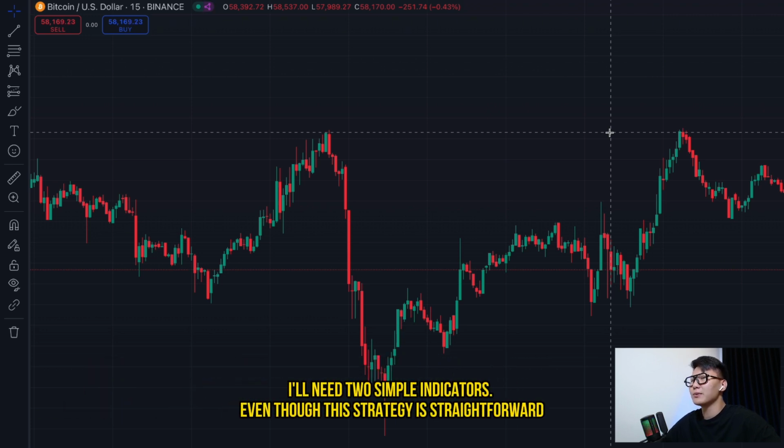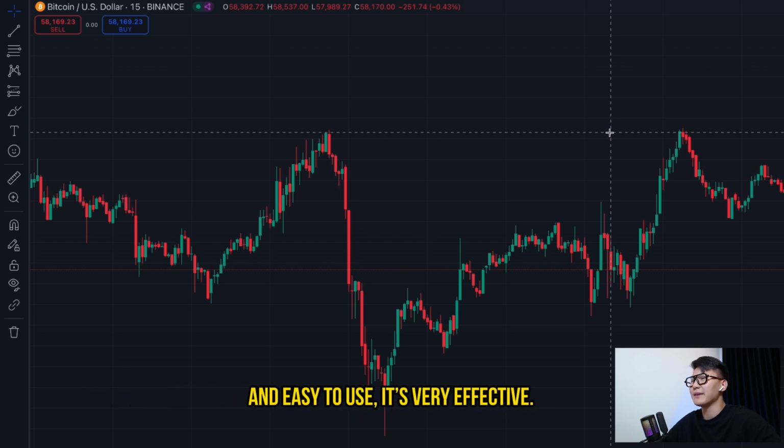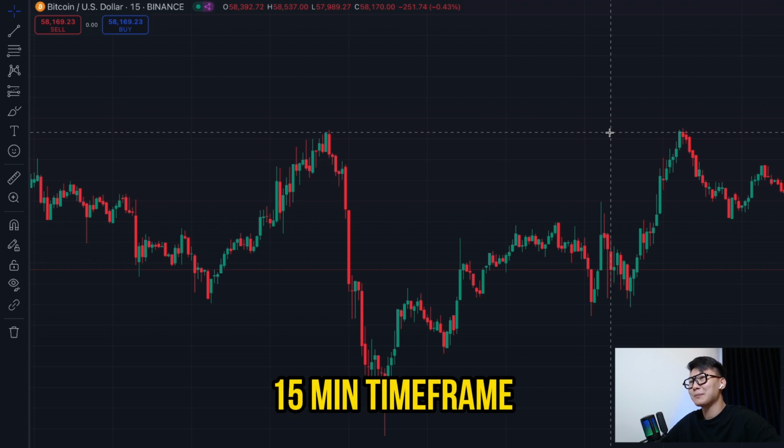And I'll need two simple indicators, even though this strategy is straightforward and easy to use. So this strategy shows excellent trading results with a high success rate, especially on the 15-minute time frame. And let me explain, guys.